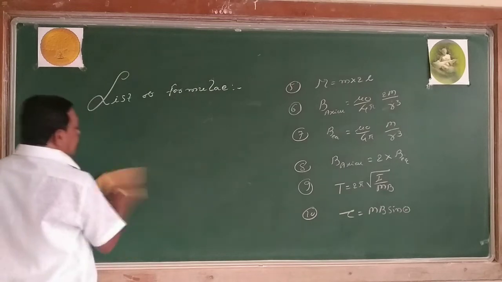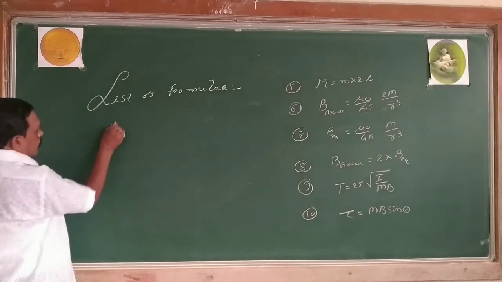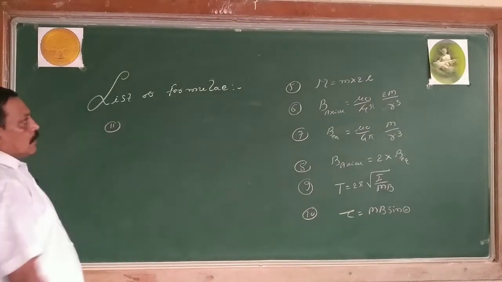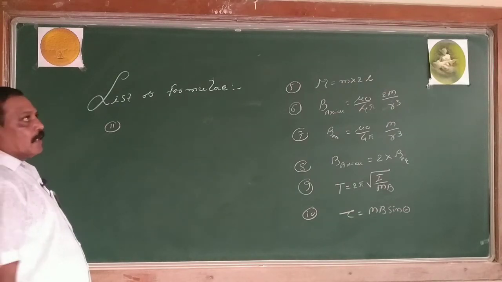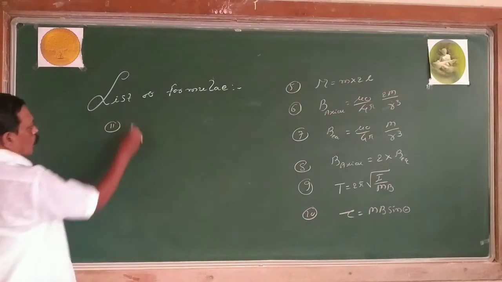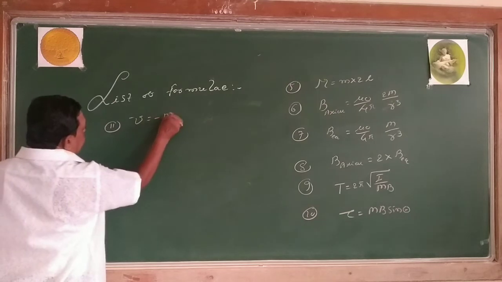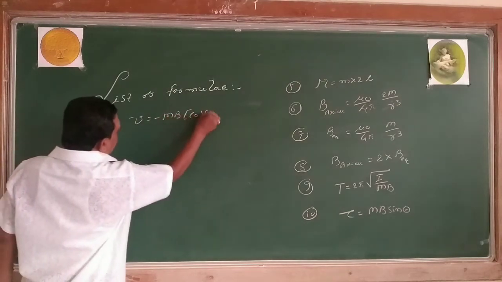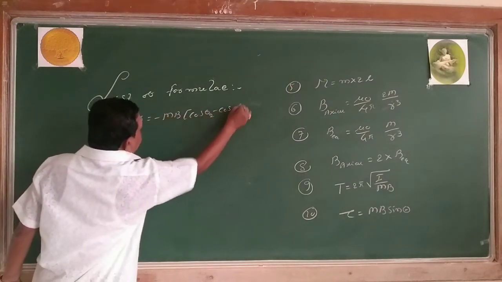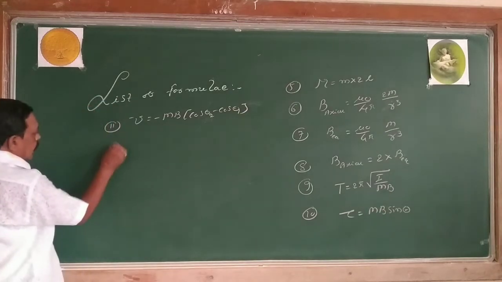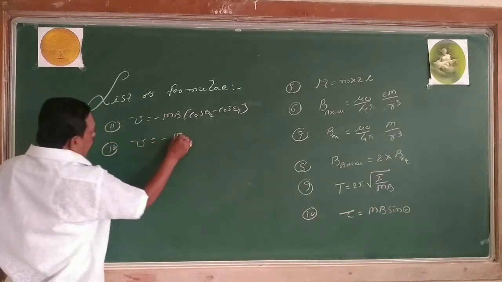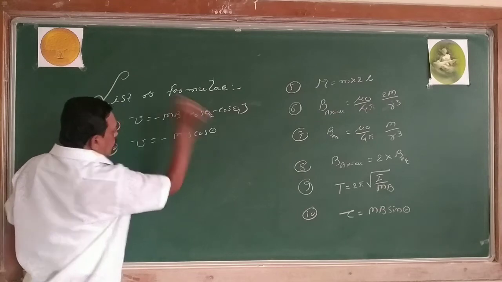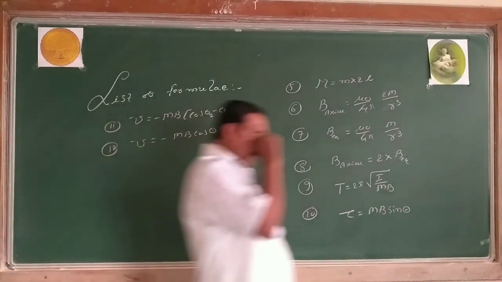11th one. The potential energy of a magnetic dipole is U equals minus mB (cos theta 2 minus cos theta 1). For a single angle, U equals minus mB cos theta. Is it clear? Yes.